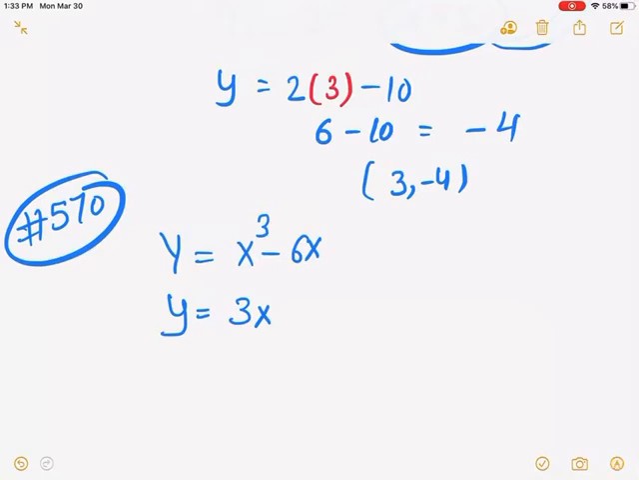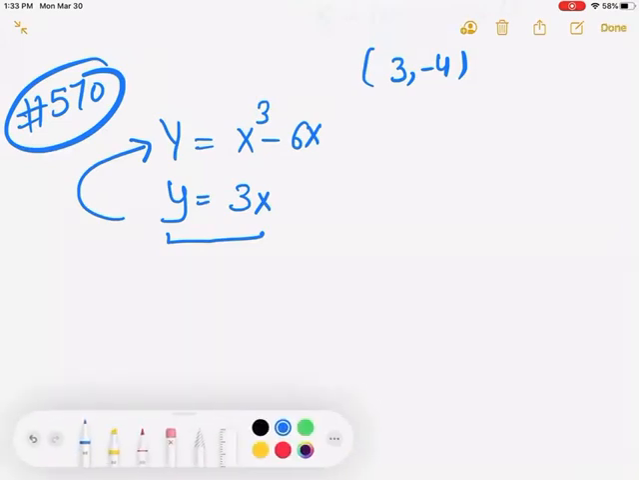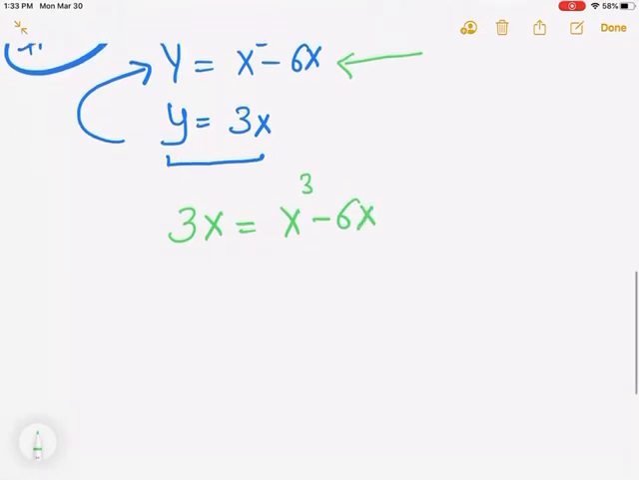What I see is that both equations are solved for y. So I'll pick one of the equations and replace y with that expression in the other equation. This equation is easier to substitute, so I'll pick the second equation and replace y with 3x in the first equation. So 3x equals x to the third minus 6x, and the rest stays the same. Now the rest is just simplifying.